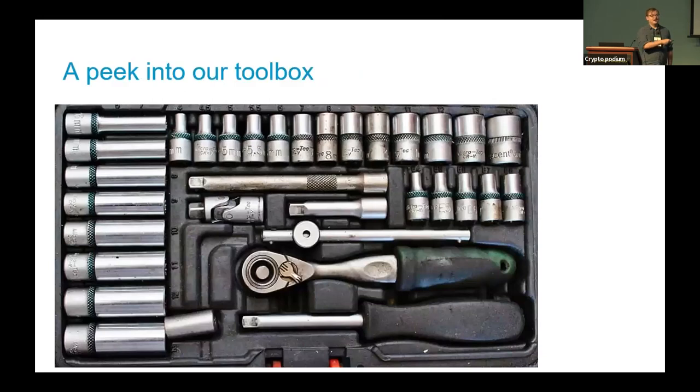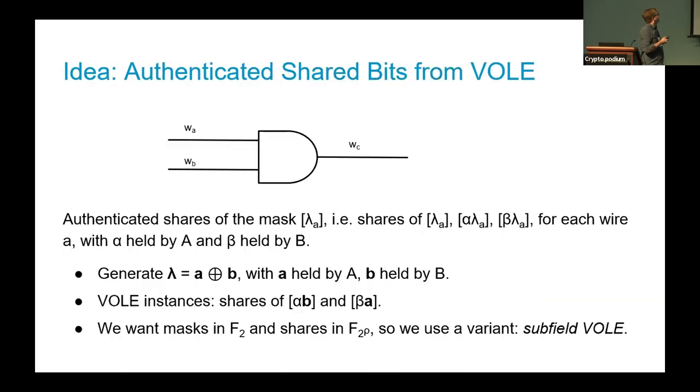So having given the brief overview of what we're doing, I'm going to try to get into the fun details. There is luckily no joke associated with this slide, but I'm going to talk about the second construction, which is a construction that uses vector OLE only to build authenticated garbling. Recall, step one is we need authenticated shared bits. And the happy news is we get this for free, basically. So we need the wire masks lambda, and we need the wire mask to be shared.